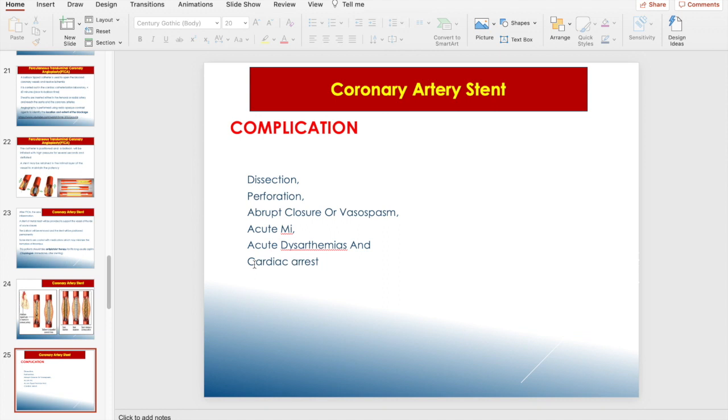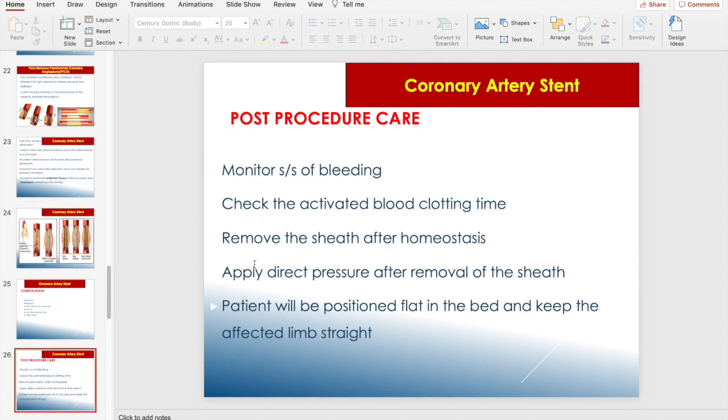Sometimes the patient may develop dysarrhythmia and cardiac arrest, or myocardial infarction during that procedure. So it's very important to know and monitor the complications for this patient. Post procedure care: it's very important to monitor for signs of bleeding. Why? Because the patient receives anticoagulant during and after the procedure, and you check the activated clotting time.